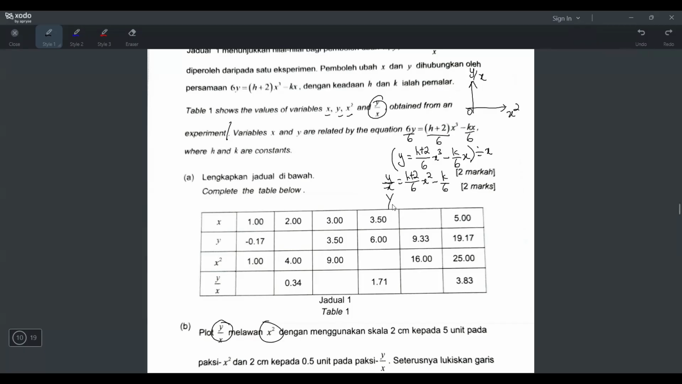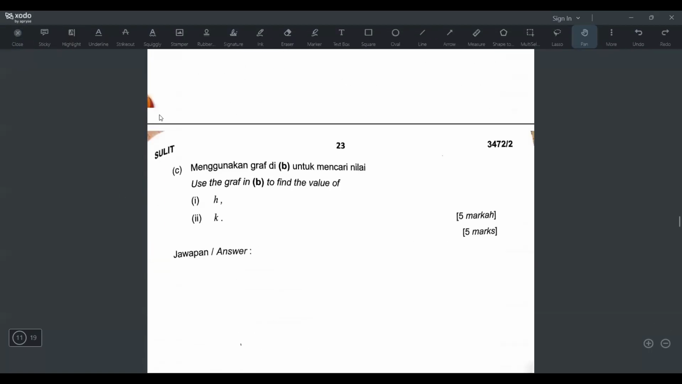Okay, after you change to linear form, you can write y equals mx plus c. So the y-axis is already matched, and the x-axis is already matched. So the gradient later, we need to take this for our gradient, h plus 2 over 6. And then for the y-intercept, it will be negative k over 6, right? And I repeat one more time, you need this to do part C later.